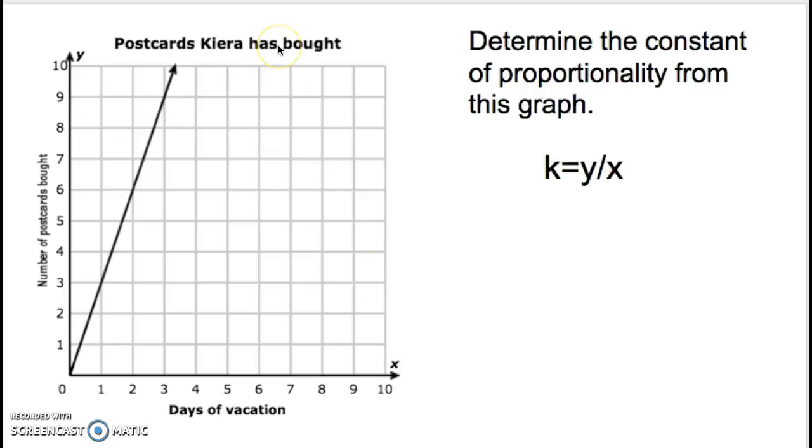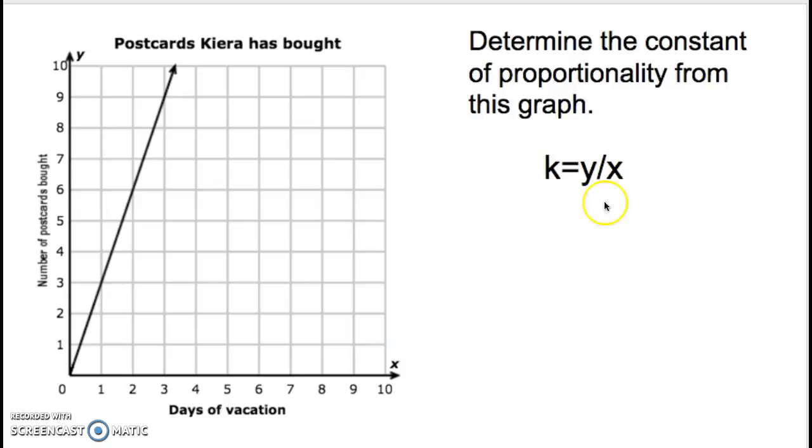All right, our second example is asking us to determine the same thing as the first, the constant of proportionality based off of this graph. So we're going to look at our axes, and the x-axis is also talking about days of vacation that Kira has taken, and our y-axis is talking about the number of postcards that she bought. So I want to know, how many postcards did Kira buy per 1 day of vacation?